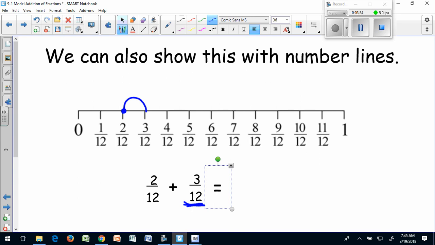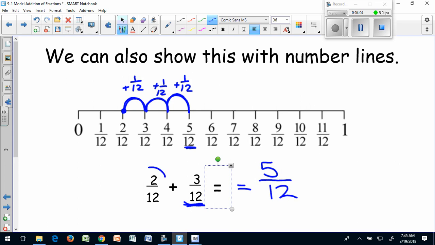1, 2, 3. I started at 2/12 and I moved forward 3/12. And I end at 5/12, which tells me that 2/12 plus 3/12 equals 5/12. Again, adding the numerators together, keeping my denominators the same.